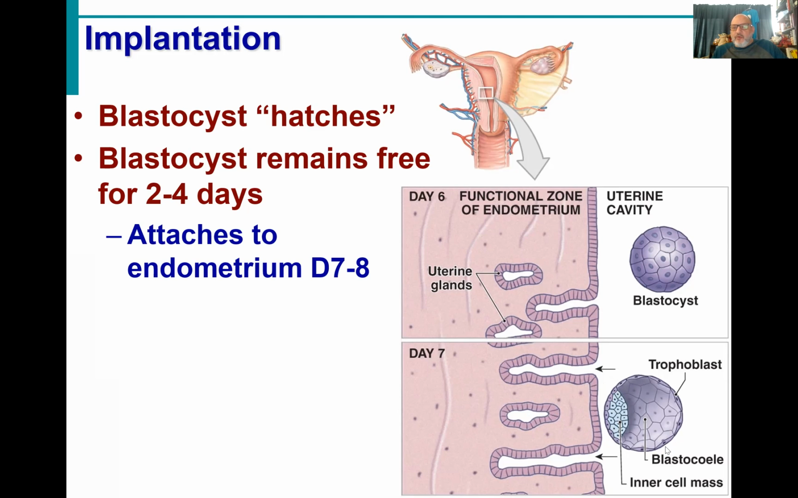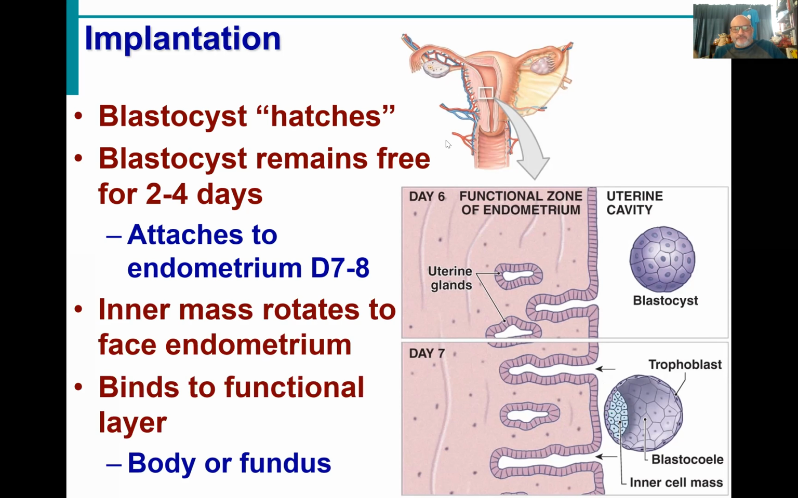Now notice the first thing that has to occur for this to take place is our blastocysts have to rotate. Remember, now we're starting to see some differentiation. And so what's going to happen is that the inner cell mass is going to turn so that it faces the uterine wall. And when that occurs, it then makes contact with the uterine wall, with that functional layer, that big, thickened, vascularized, glandularized functional layer. Now, this typically occurs within the body or up at the fundus at the top.